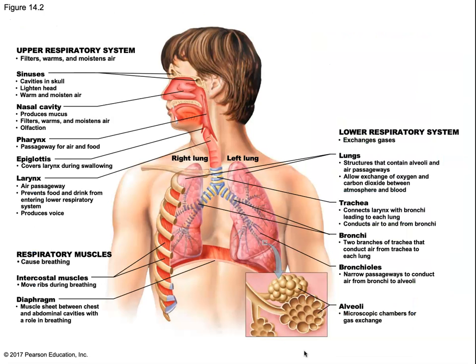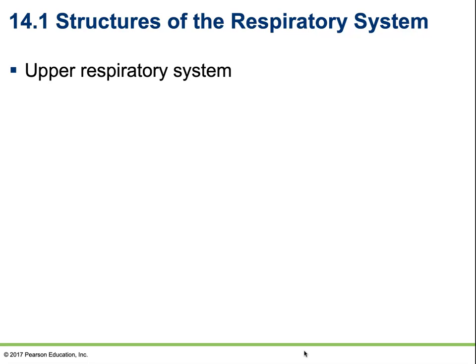Here's the diagram, figure 14.2, that's going to break down all of the structures in the upper respiratory system and the lower respiratory system. I'm going to give you a chance to look through this on your own. Our next couple of slides are going to break down each one of these parts in greater depth, so it may be handy to keep this image nearby. If you have your textbooks handy, hold open to figure 14.2 as we move into each one of these areas more specifically.